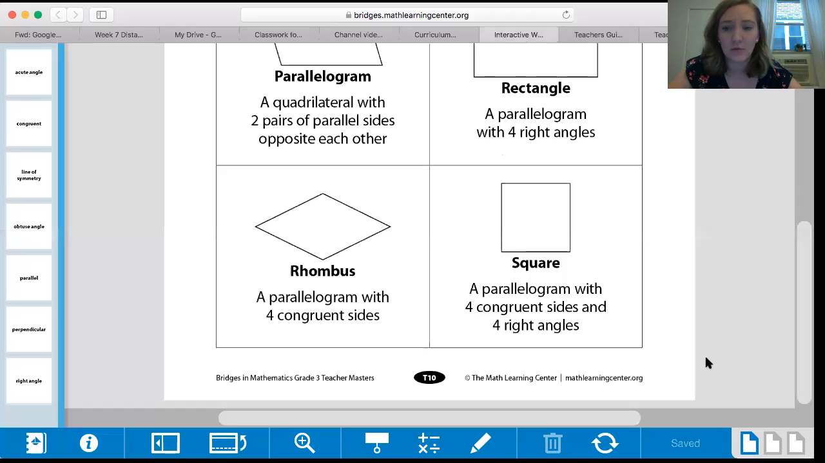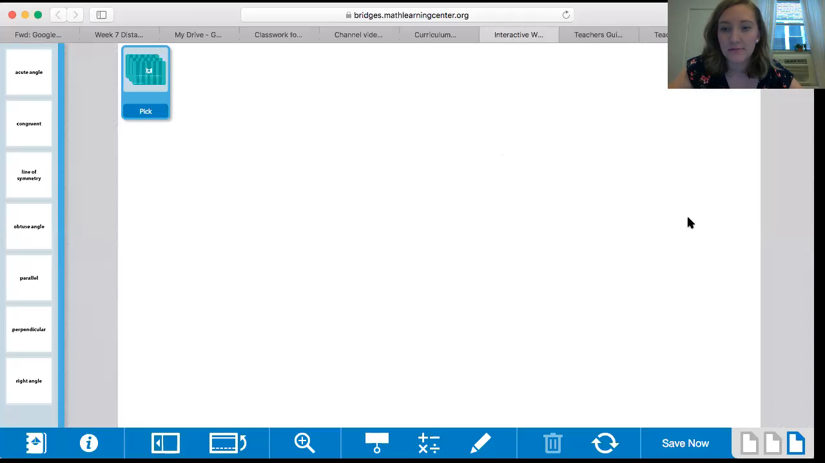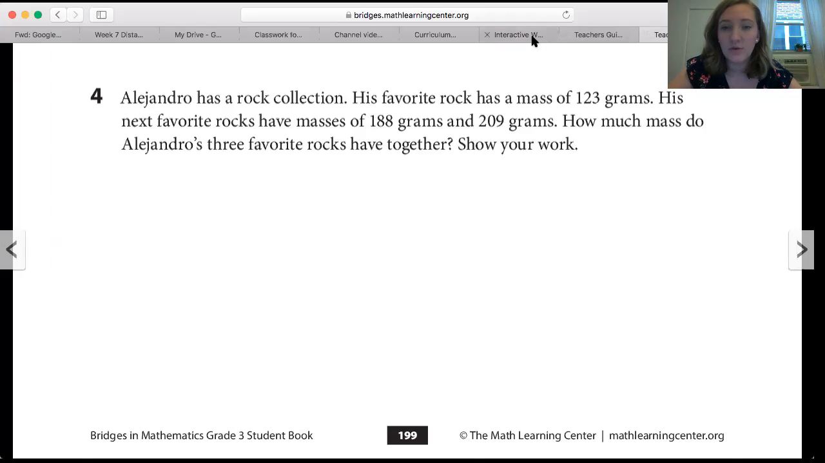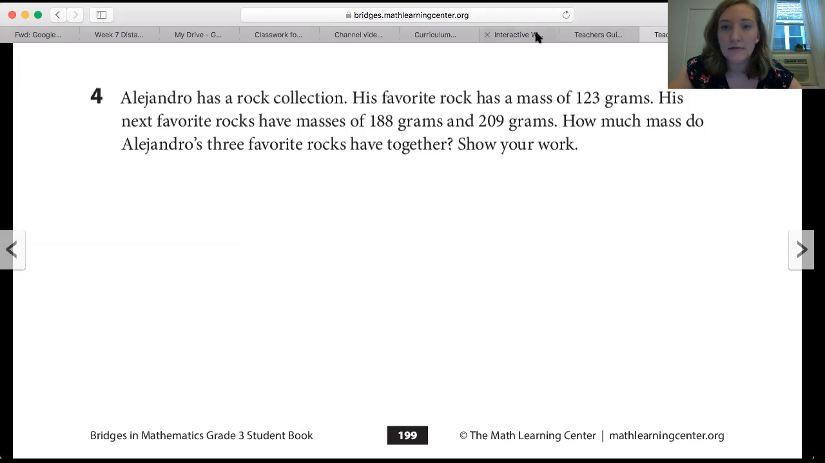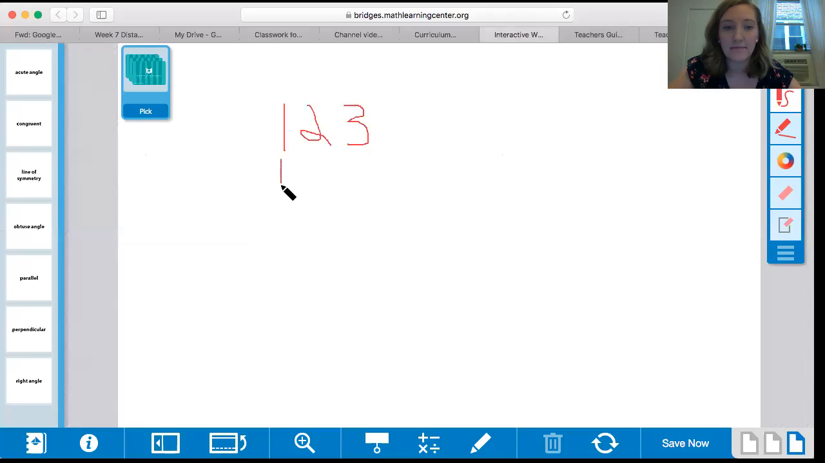So let me go back to my little whiteboard here so that we can write down these numbers. What were our numbers? 123, let's write that down. 123 and 188 and 209. You should also be doing this work right now in your student book, writing down these numbers with a pencil. I'm lining them all up. I'm lining up the hundreds and the tens and the ones. And we're gonna add all three of these numbers at the same time because we're in 3rd grade, we can do that. We're almost in 4th grade.